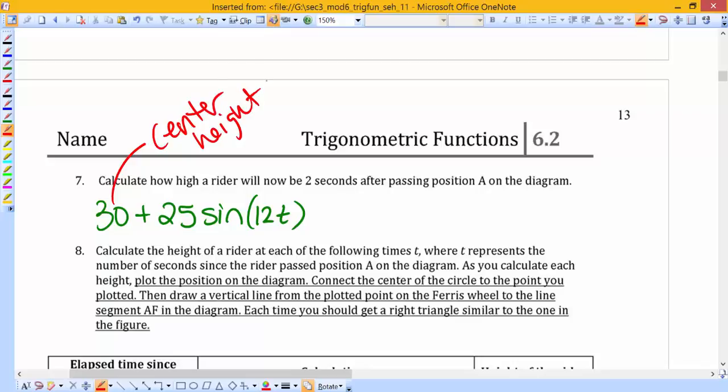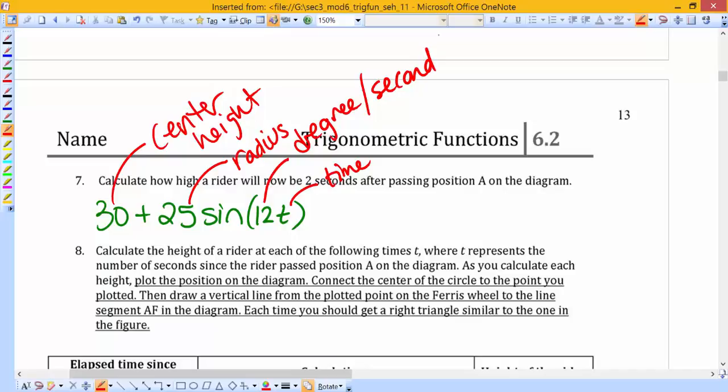Okay, and we're going to need this later on. So the beginning number is my center height. The value with sine is my radius. Then inside, T is representing your time, and 12 is the degrees per second. So there's a lot of information to this equation.